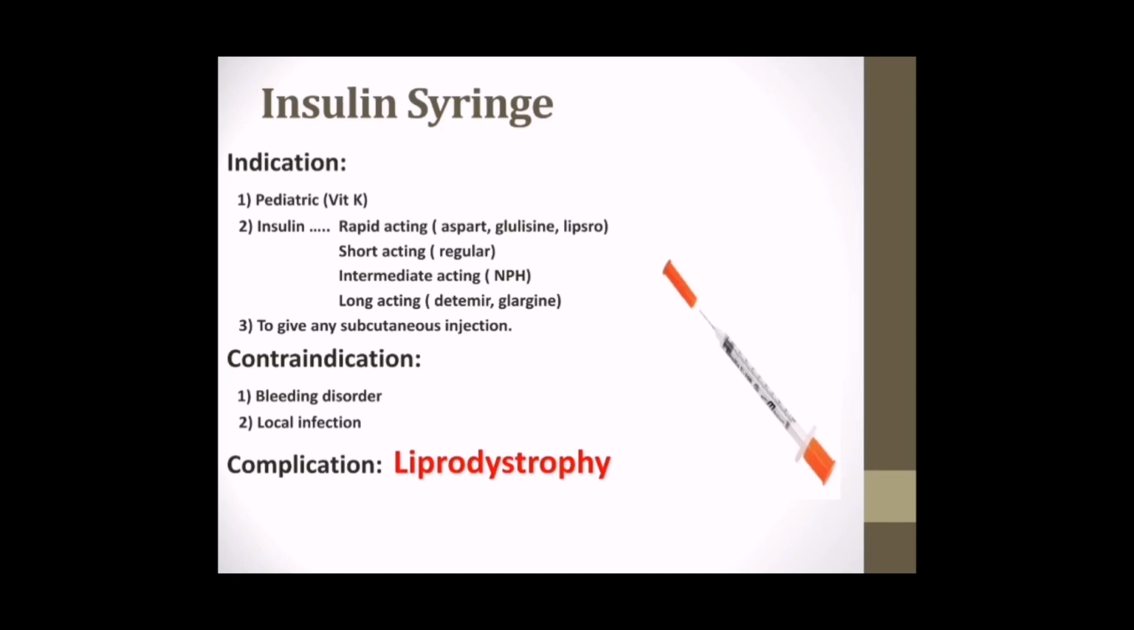In rapid-acting, we have aspart, glulisine, lispro. In short-acting, we have regular insulin. In intermediate-acting, we have NPH. And in long-acting, we have detemir and glargine. Number 3, to give any subcutaneous injections. Contraindications: number 1, bleeding disorders. Number 2, local infections. A complication of using the insulin syringe is lipodystrophy.